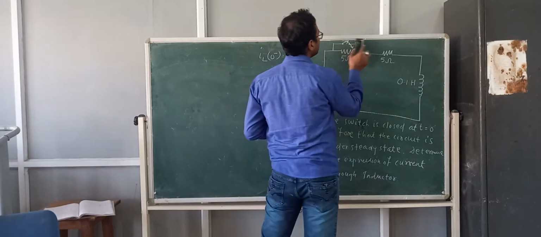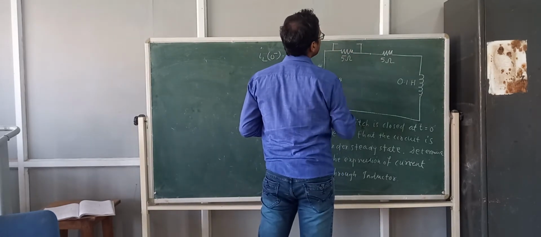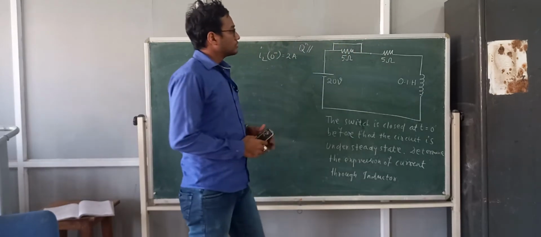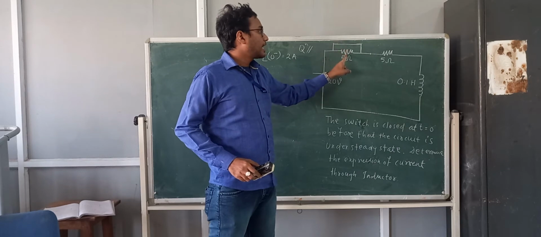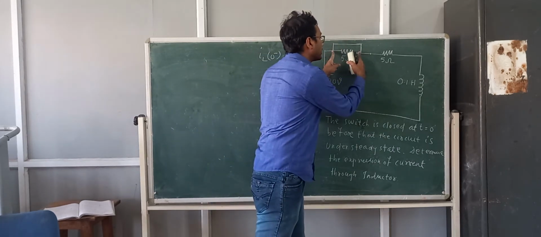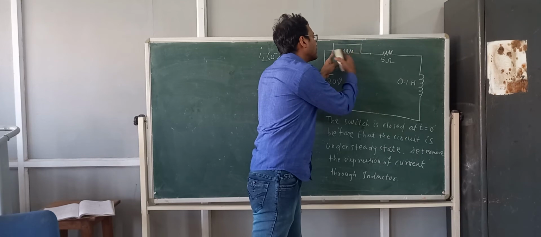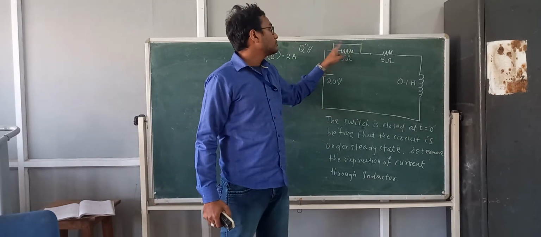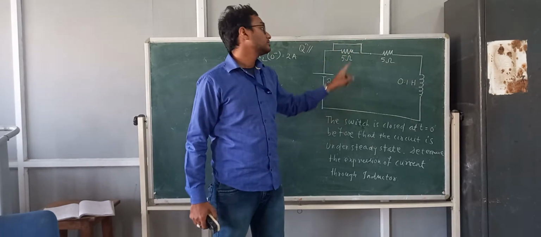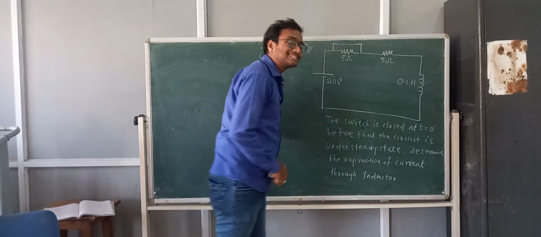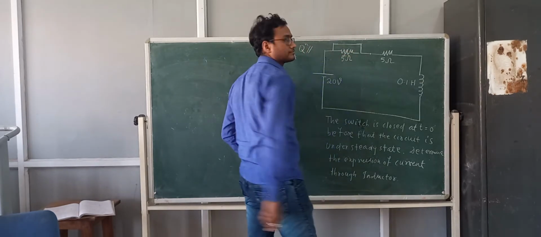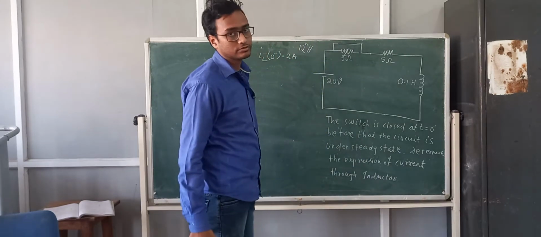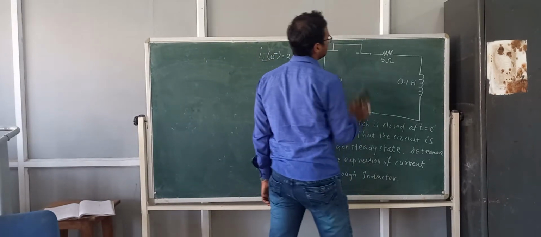The switch is closed at t equals 0. Here the switch is closed, so a short circuit path is there across this resistance between these 2 points. Current will prefer to flow through the short circuit path, not through the resistance. As current is not flowing here, I can make this resistance redundant. So this resistance is removed from the network in the analysis after switching.